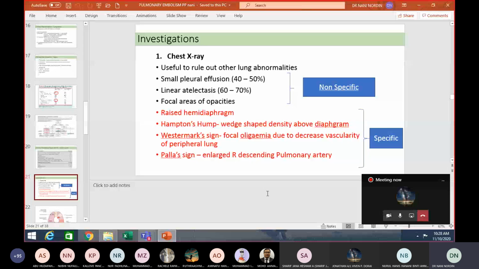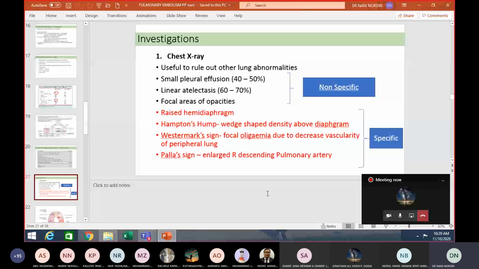You can see what they call Hampton's hump. Hampton's hump is because of the area of infarction. It is a wedge-shaped density, usually above the diaphragm. Okay, you can see what we call Westermarck sign.